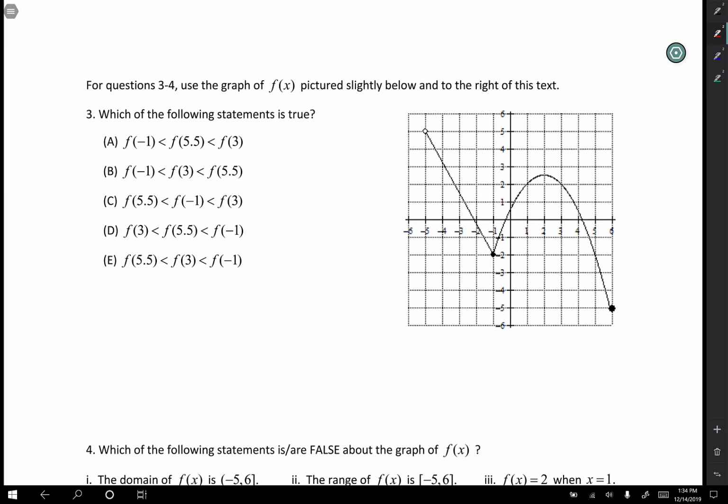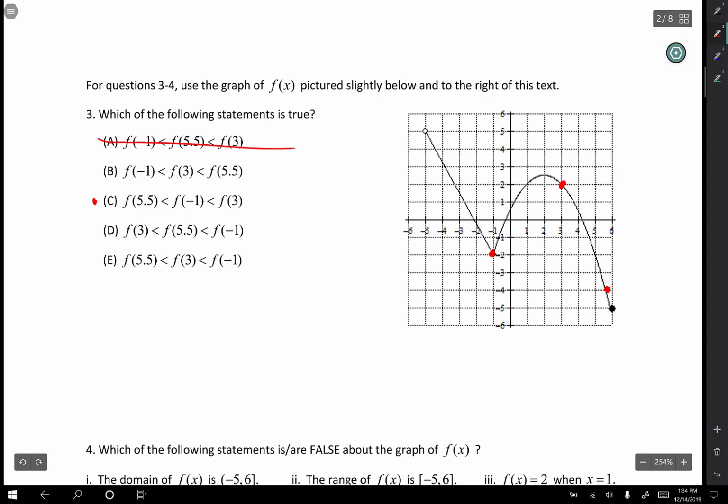All right. So on this one, it says, which of the following statements is true? And you have these three f values, f of -1. Really, all that just means is your y value. So if you start with letter A, let's see, f of -1 supposedly is the smallest, and f of 3 is the biggest. So the y value of 3 is 2. At 5.5, you are way down here. Looks like you're at -4. And at -1, you are here. So nope, the 5.5 is the smallest. The 3 is the biggest. That one's out.